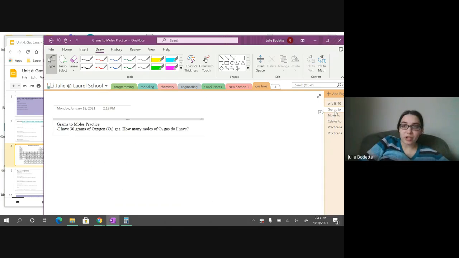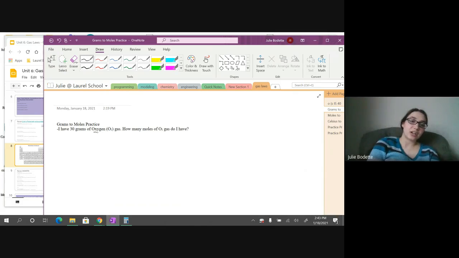All right. Now we want to convert grams to moles. In order to convert grams to moles, you need to know the molar mass. So the first thing we're going to do is find the molar mass. We have 30 grams of oxygen gas, and we need to find out how many moles of O2 gas we have. Notice it says oxygen or O2 gas, because remember, oxygen is diatomic.